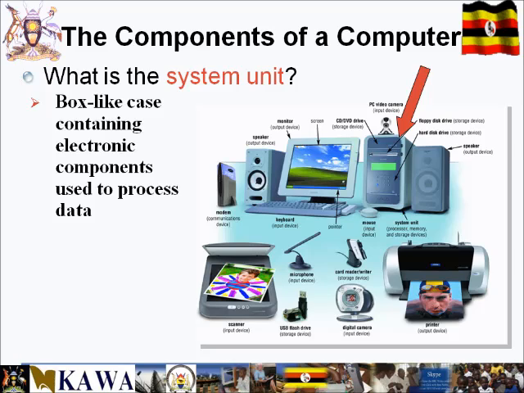Also, you need to understand what you mean by a system unit. So what is a system unit? It's a box-like case containing electronic components used to process data. Normally on a table you may find a monitor there, and there is a system unit. It's that box that looks like the one being pointed to on this slide.